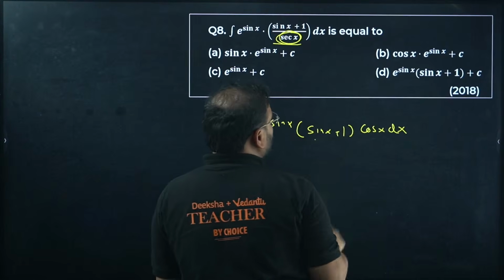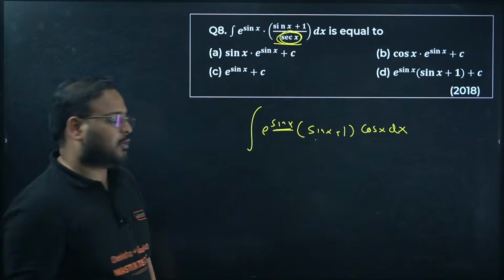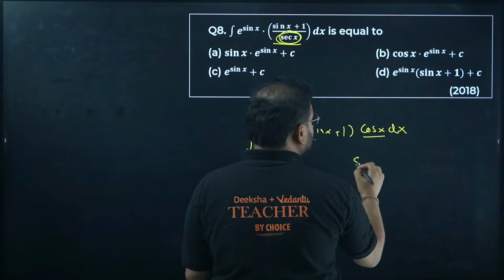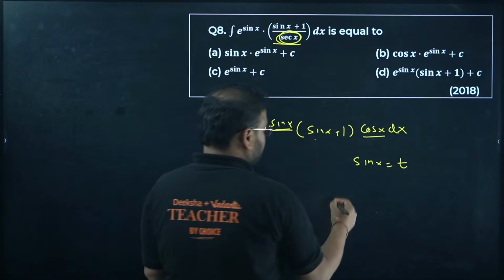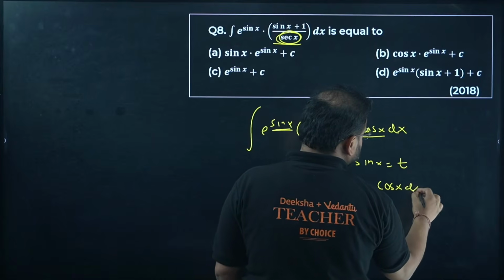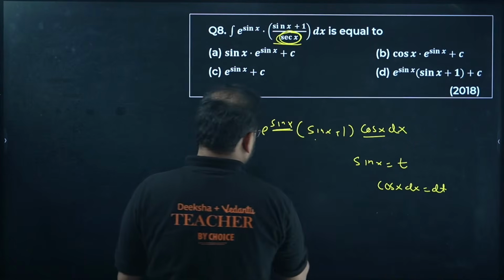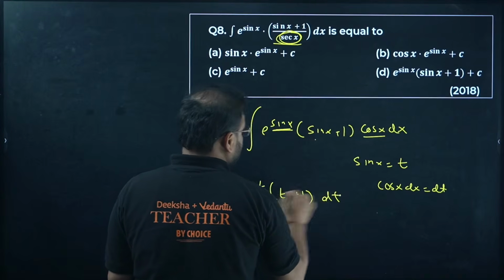Okay, check this out. You can see here sin x is present. If you differentiate this, it becomes cos x. That also is there. It means clearly my substitution is sin x equals to t. Cos x dx is dt, e power t plus 1. This whole thing is dt.